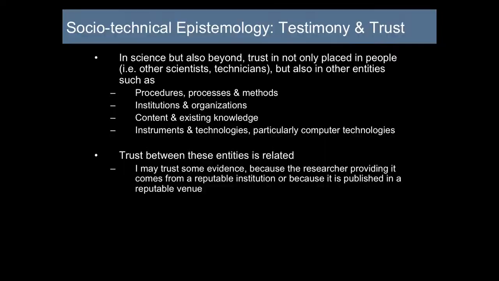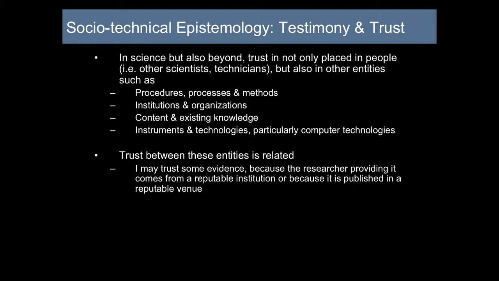However, if you think back to this picture, we already realized that it's not really one person only speaking to another person, but these processes of communication are highly mediated by technological means. So that means in science, but also beyond, in everyday life, trust is not only placed in other people, other scientists or technicians, but also in other entities such as procedures, processes and methods, institutions and organizations, content and existing knowledge, instruments, technologies, particularly computer technologies. And of course, the trust between these entities is related. I may trust some evidence because the researcher providing it comes from a reputable institution or because it is published in a reputable venue.